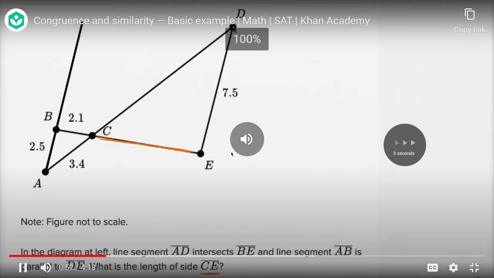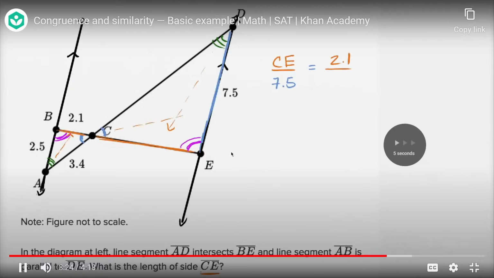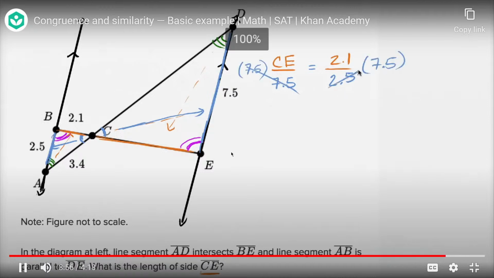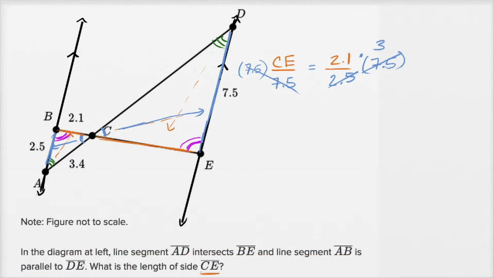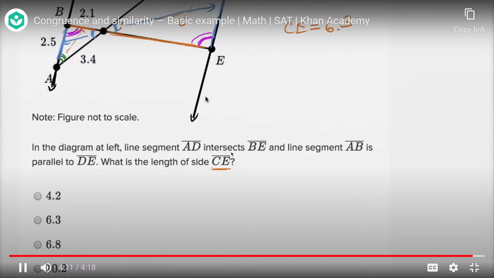We have this alternate segment BC of angle 2.7.5. 7.5 divided by 2.5 is 3. So it's going to be 3. So the length of segment CE is 2.1 times 3. So the length of segment CE is going to be, what is that, 6.3. If we look down here, we see that is indeed one of the choices.